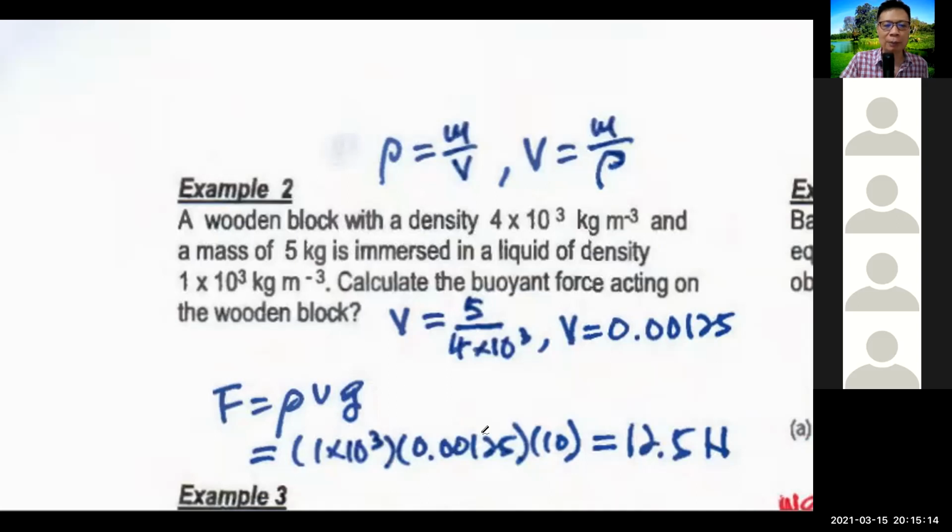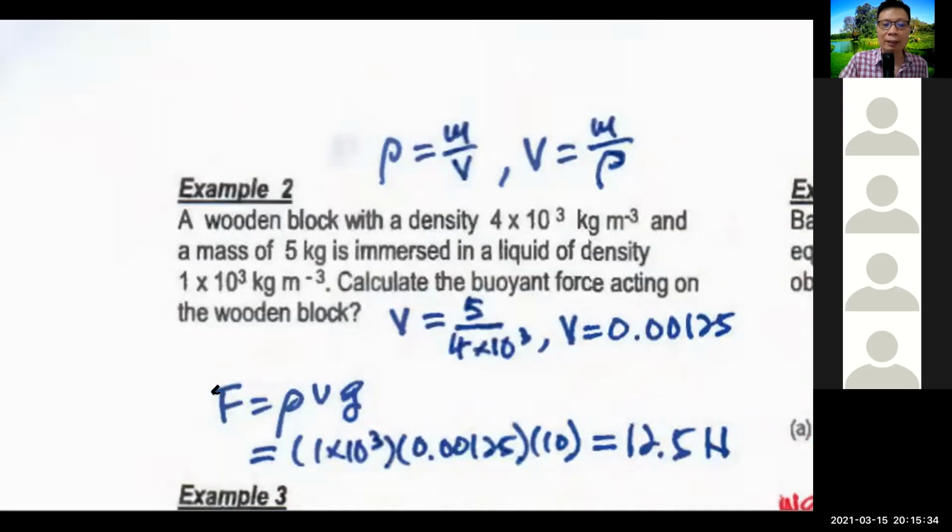Volume here, 0.00125, is actually the volume of the wooden block. Why can I put it inside here? This is supposed to be the volume of the water. Why can I use the volume of the wooden block? And gravity, no argument, 10. Why? Can someone answer my question or not?